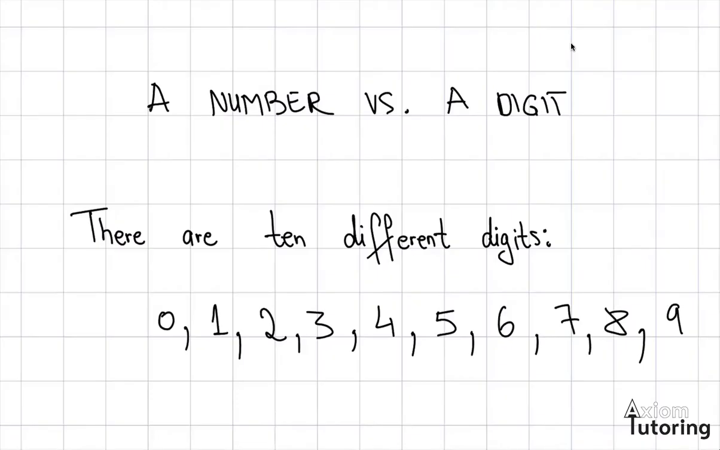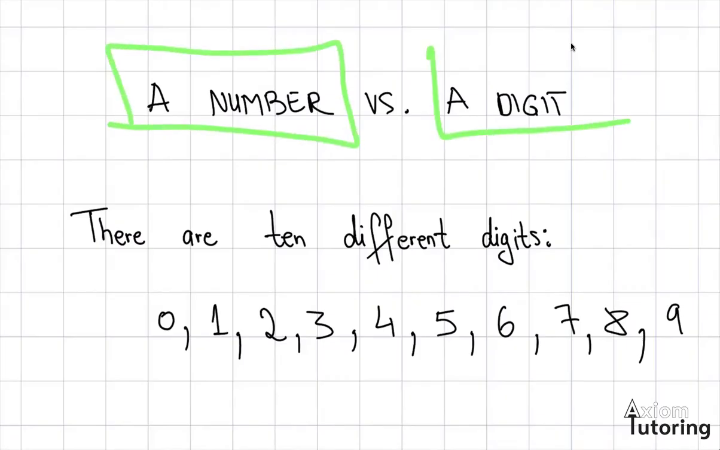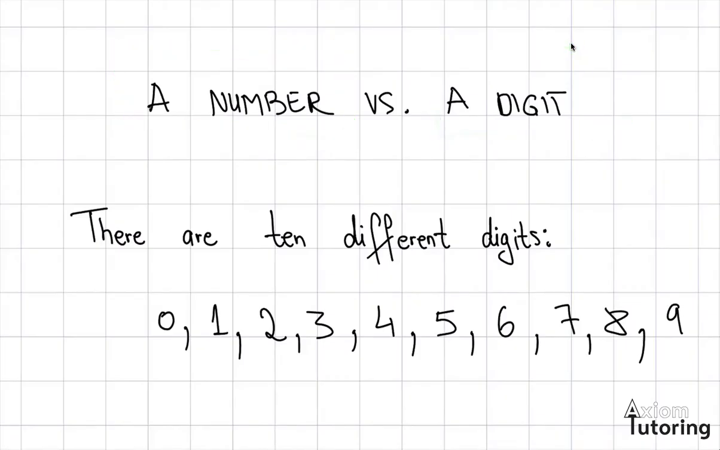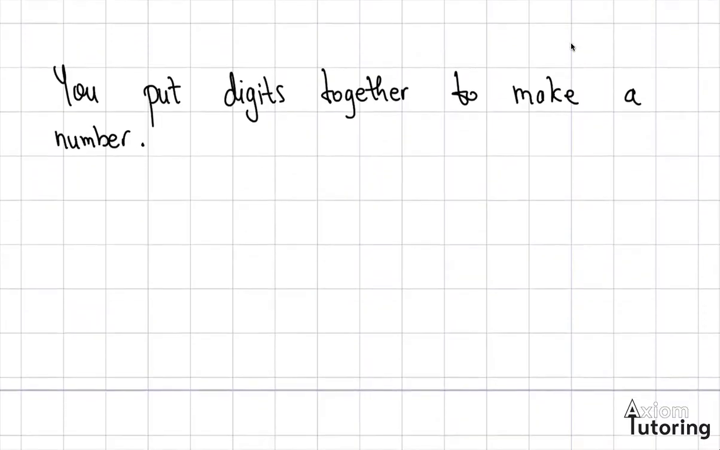But today we're going to learn what is the difference between a number and a digit. And here is the amazing part. These 10 digits can work together to create millions and billions of numbers. So you put digits together to make a number.